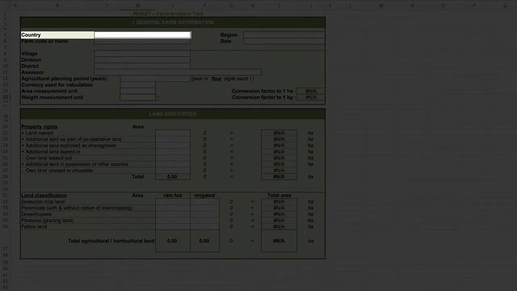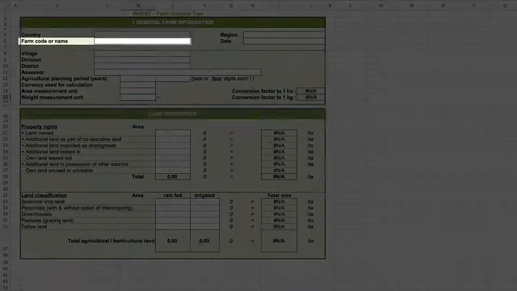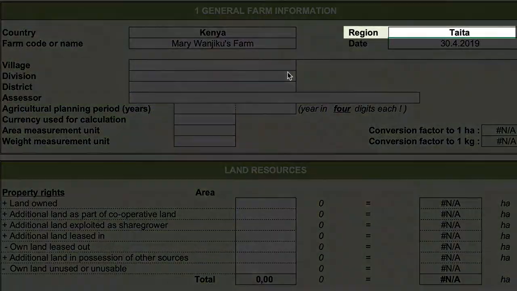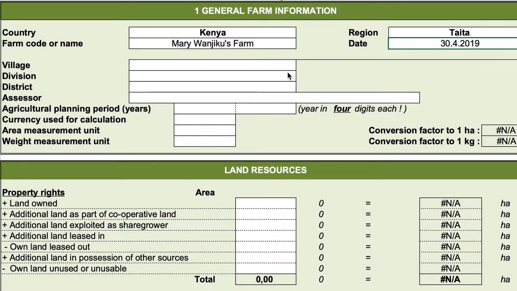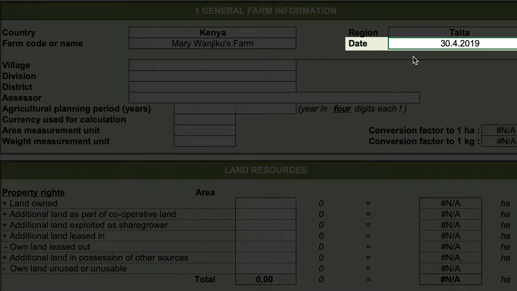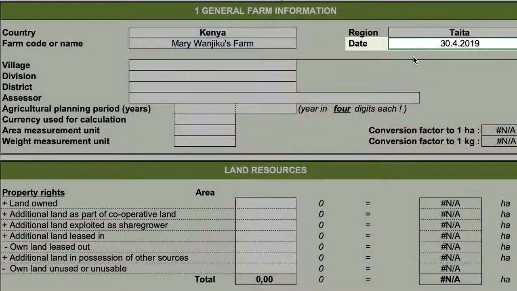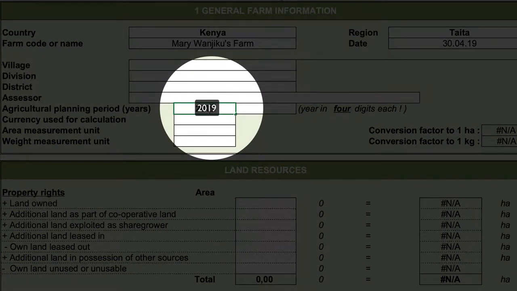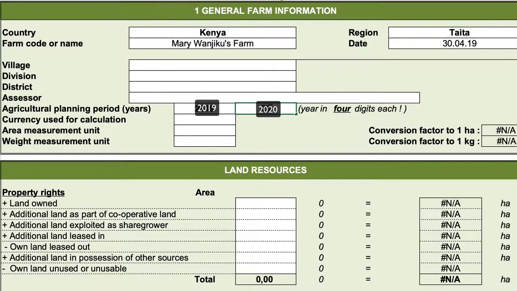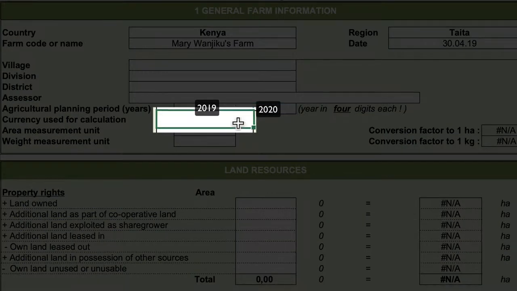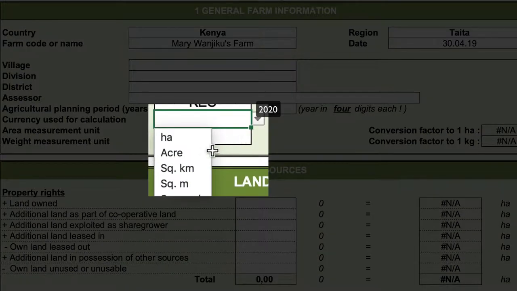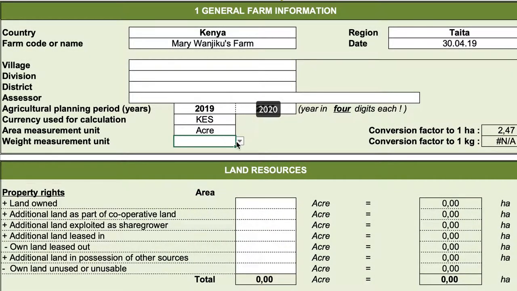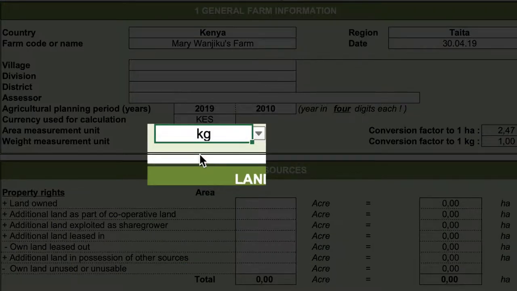Country is Kenya, and the farm name is Mary Wenjiku's farm. The region is Taita Taveta, and the date is the one you are filling in the sheets. In our case, let us take the 30th of April 2019. We want to see the agricultural planning period for 2 years and enter here 2019 and 2020. We use Kenyan shillings as we are in Kenya, acre for the area measurement unit and kilogram as the weight measurement unit.